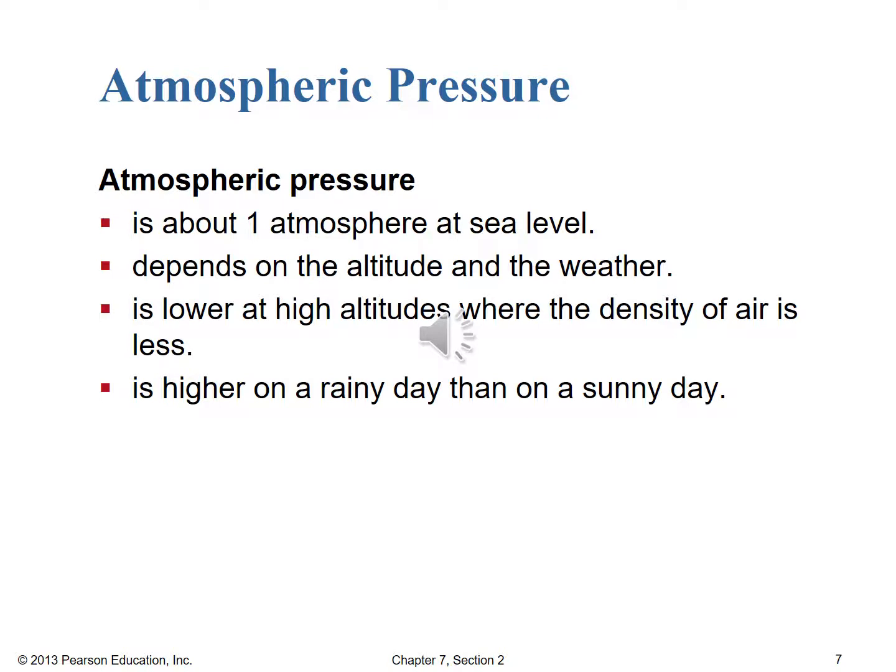Again, conditions do change. We get hurricanes and other weather events, but by and large, the average atmospheric pressure is roughly 1 atmosphere at sea level. It is dependent on altitude and the weather. It's lower at higher altitudes where the density of air is less, and it's higher on a rainy day than on a sunny day. So you do have to take all those things into account.